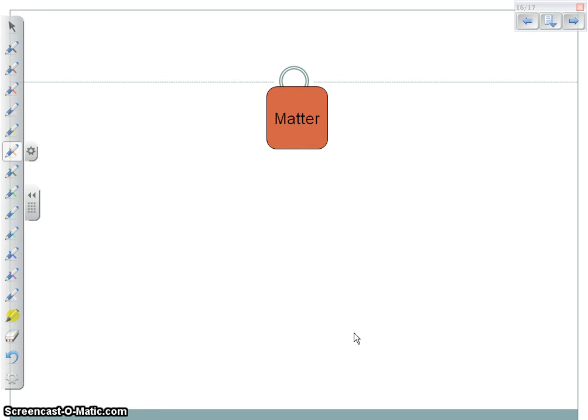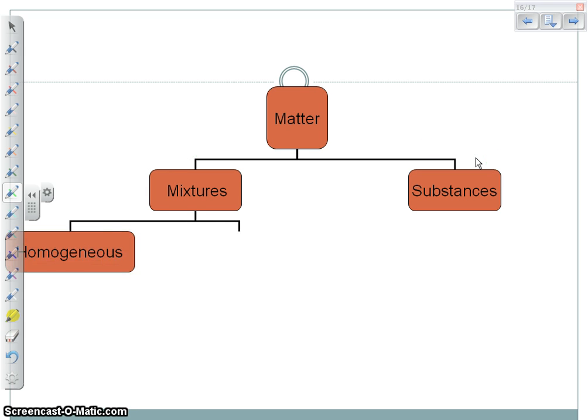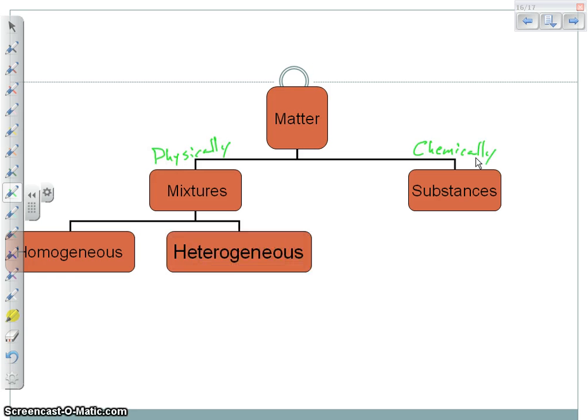So overviewing today's PowerPoint or video, we start off with matter, which is anything that has mass and takes up space. And we have two parts of it. It can get broken down into mixtures, which we know can be physically separated. And substances, which need to be chemically separated. And for those of you that are following along, your mixture is going to break down into homogeneous mixtures and heterogeneous mixtures, where these are evenly mixed, and these are uneven. You can pick out different portions of it with your eyes.